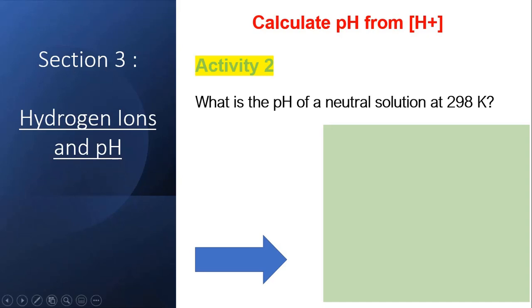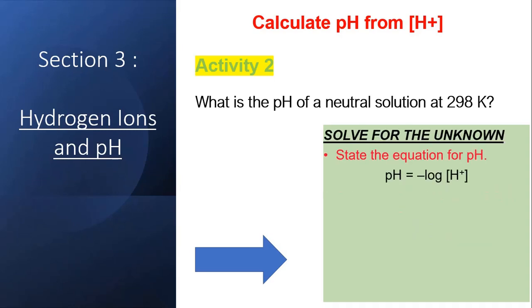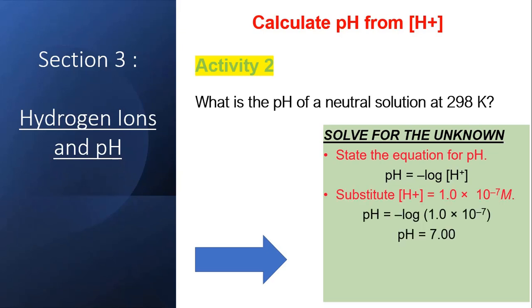We have now another example on how to calculate the pH from the concentration value of hydrogen ion. So activity 2, what's the pH of a neutral solution at 298 Kelvin or 25 degrees Celsius? How could we solve it? The first step, you will know what the unknown is. The unknown is pH. They want you to calculate pH, so you are going to use this equation, pH equals negative log the concentration of hydrogen ion.